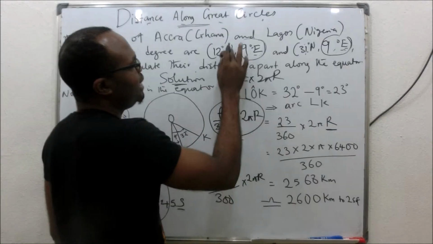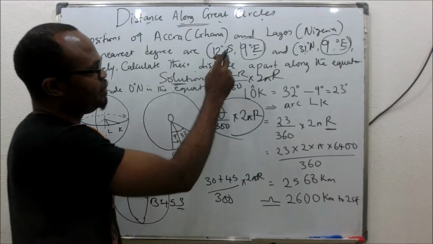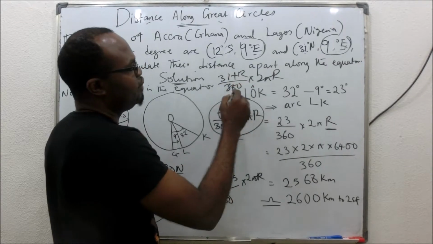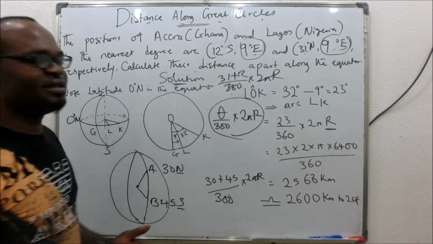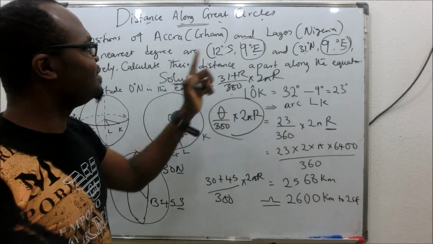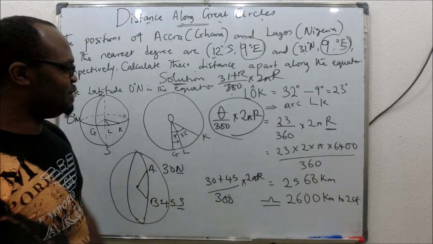But had it been you have 12 south, like you have here, 12 south and 31 north, you have 31 plus 12 all over 360 times 2 pi r. So that is how you go about solving for distances along great circles. So once you see your question, look at it very well, analyze it before you solve that.